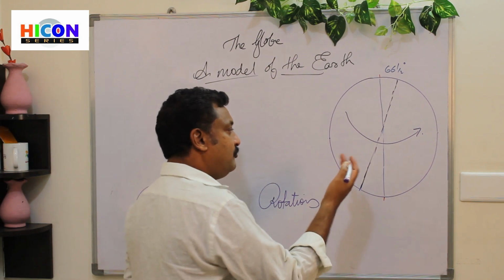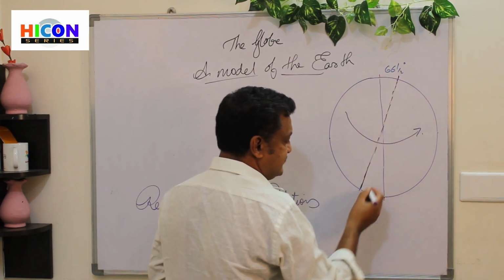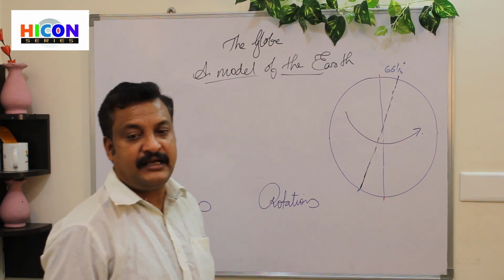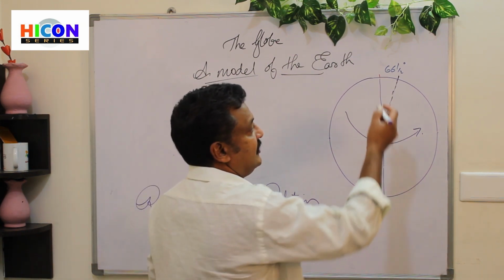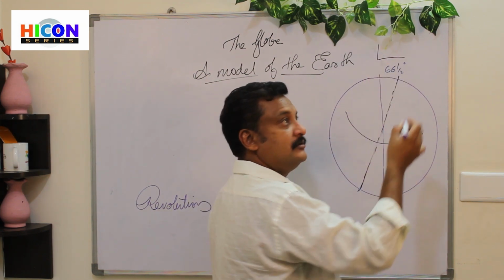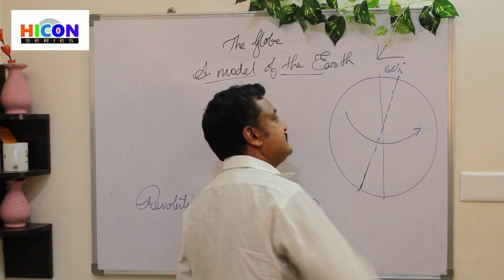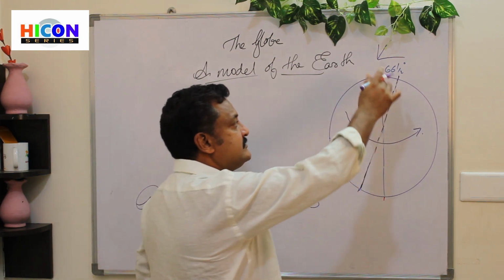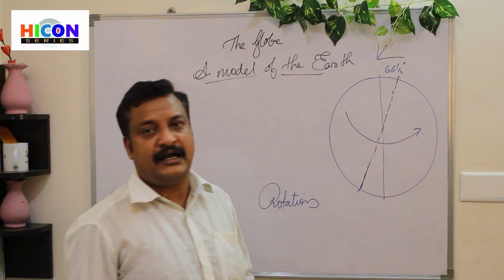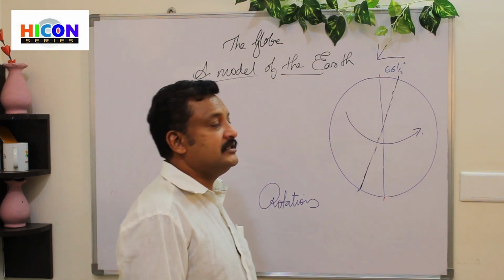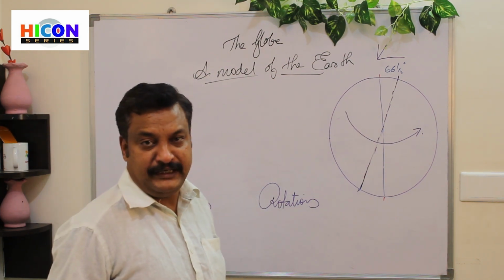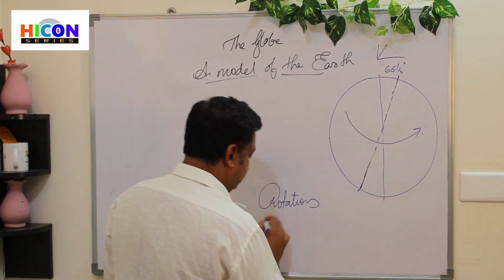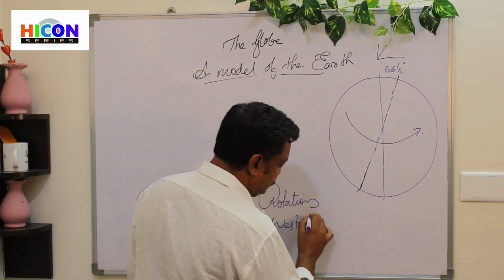So the movement of the earth on its axis, which is tilted by 66.5 degrees. This is 90 degrees, no? This is 66.5 degrees. So the axis which is tilted to 66.5 degrees is on which the earth has its first movement, and that is called a rotation. The rotation of the earth is actually from west to east.